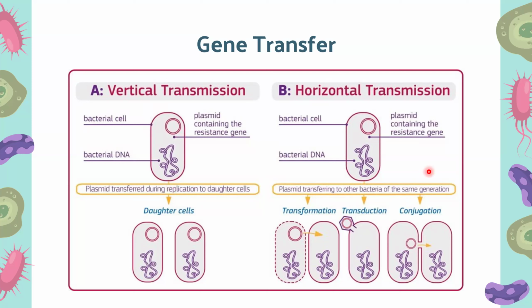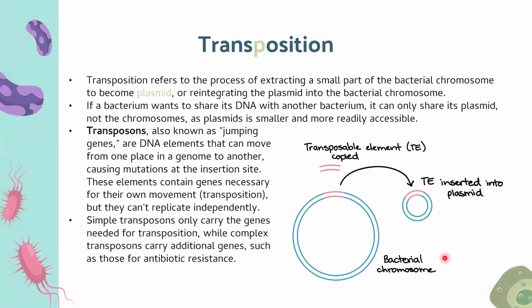Horizontal transmission can occur in four main ways. I know this diagram only has three because those are the main three, but there's one more that I would like to discuss with you, and that is called transposition. When I am referring to transposition, what I mean is that I am able to integrate the plasmid DNA into my bacterial chromosome and vice versa. So I'm extracting a small part of the bacterial chromosome to become a plasmid, or I am reintegrating the plasmid into the bacterial chromosome. The portion of that plasmid that is actually getting exchanged is called a transposon or a jumping gene.